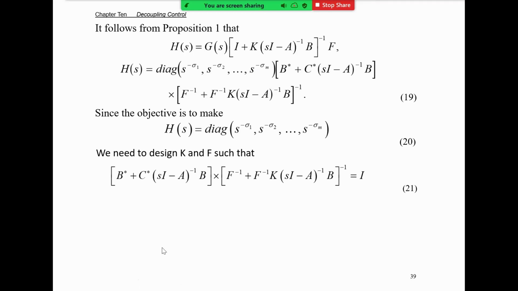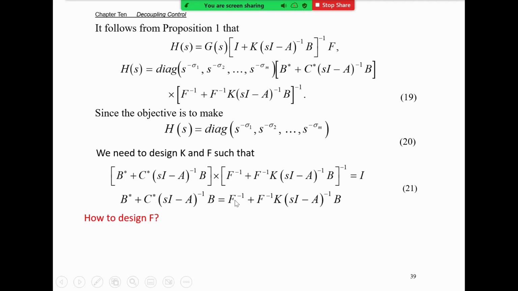Now, if a matrix times the inverse of another matrix is an identity matrix, what does that mean? Those two matrices have to be the same. So this matrix equals this matrix. Now look at the form of those two matrices. The answer is clearly in front of you. Tell me, how do you define your F? What is the equation for F? The inverse equals B star. Clearly now everything is clear. F inverse equals B star.